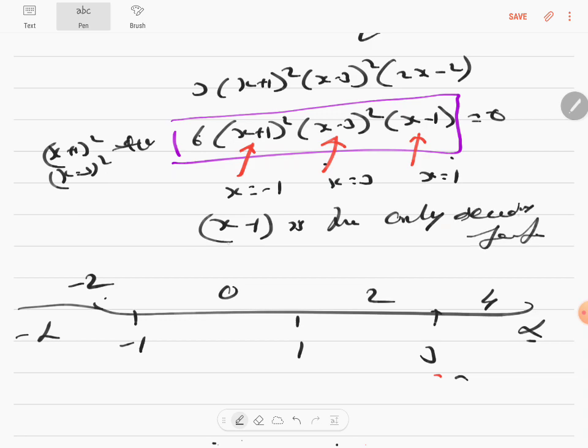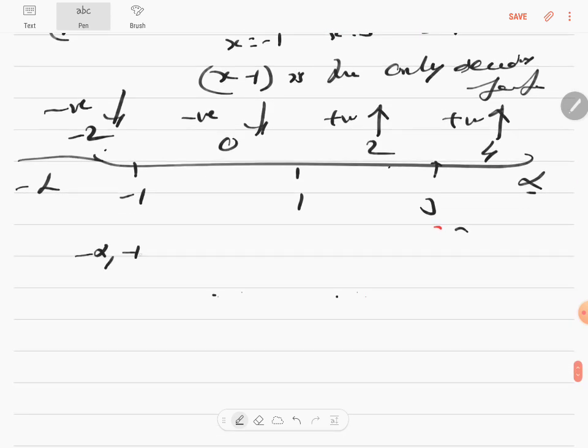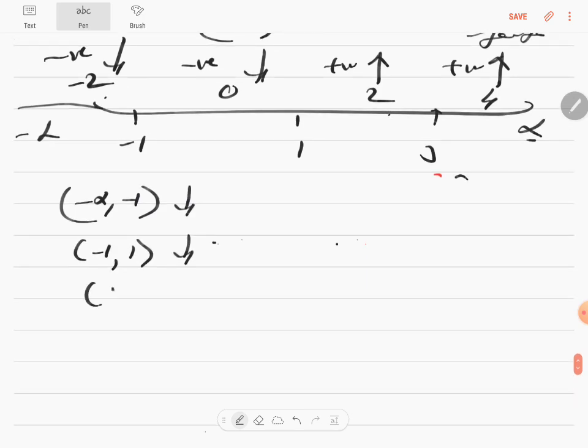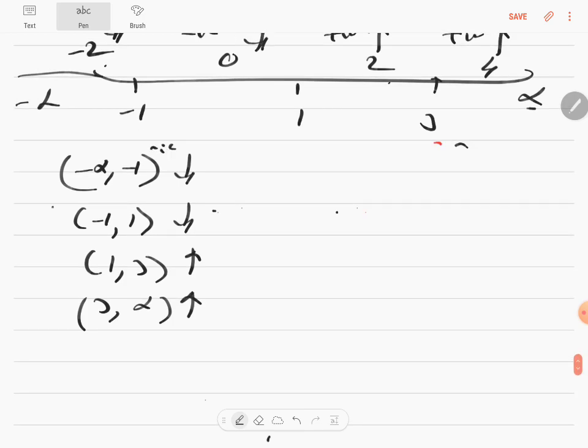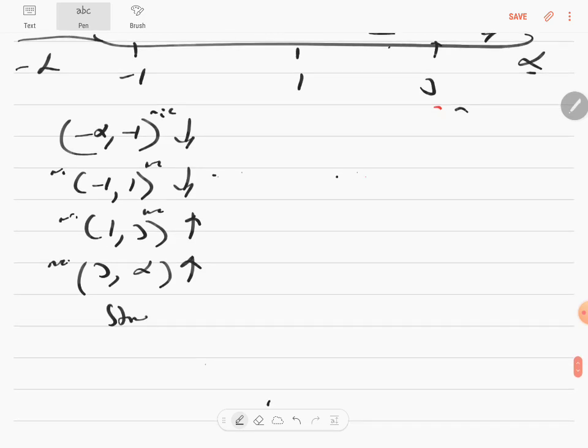So put minus 2 here, negative, so it's decreasing. 0 here, it's negative, so it's decreasing. 2 here, it's positive, so increasing. 4 here, it's positive, so increasing. So write it, minus infinity till minus 1, it's decreasing. Minus 1 to plus 1, it's decreasing. 1 to 3, it's increasing. And 3 to infinity, it is increasing. Correct? You know, these are the points at which the slope is already 0. Correct? So I'm not supposed to include those when the asked question is about strictly.